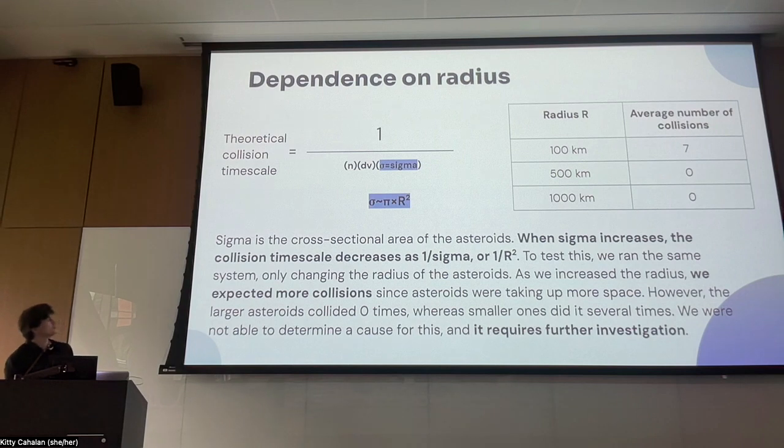So next was the dependence on radius. As you can see, sigma is also in the denominator. As the radius grows, we would also expect the collision time scale to decrease. However, when increasing the radius, as you can see right here, at 100-kilometer radius, we got 7 collisions. After we increased the radius to 500 and 1,000 kilometers, we got 0 collisions for both, which was really unexpected. And as of now, we don't know if that was an error with the code or something unknown with the system that we don't know yet, but that definitely requires further investigation.